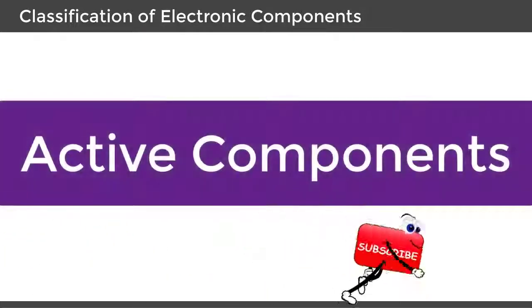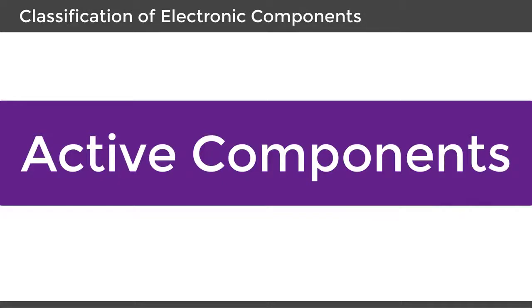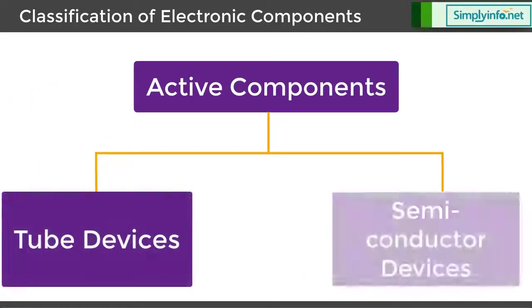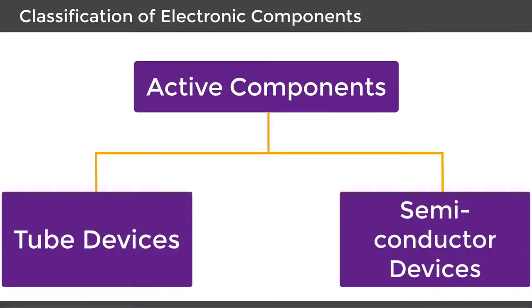Active components. Active components are used in electronic circuits. They are classified in 2 categories: tube devices and semiconductor devices. Due to many advantages of semiconductor devices, they are replacing tube devices in many electronic applications.